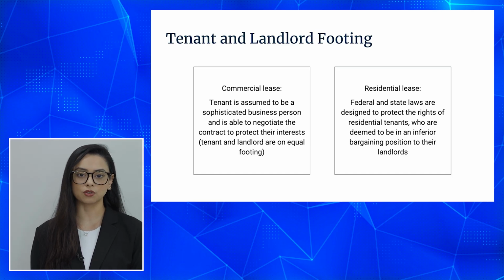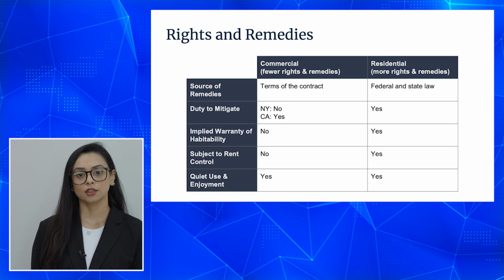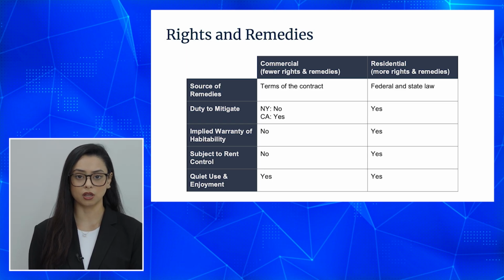This means state and federal laws often dictate implied rights and remedies in a residential lease that commercial leases often lack. The rights and remedies available to a tenant differ depending on the type of lease. In a commercial lease, the rights and remedies a tenant may pursue in a court of law are limited to the terms of the lease contract. In contrast, a residential lease incorporates state and federal laws where there are implied rights that cannot be waived and that will automatically be read into a lease agreement.